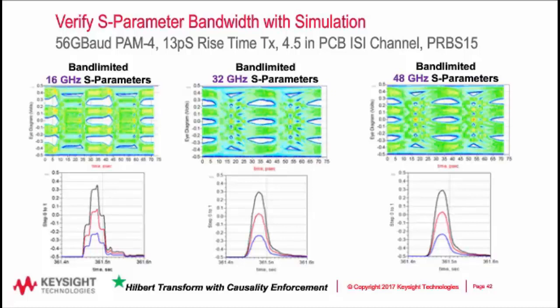It also depends on what data you're actually sending through the channel, what's the spectral content of that bit stream, and more importantly, it also depends heavily on how your simulation tool is handling those S parameters. Does it use a Fourier transform with non-causal windowing type effects, or is it using a more sophisticated Hilbert transform with causal and passivity enforcement?